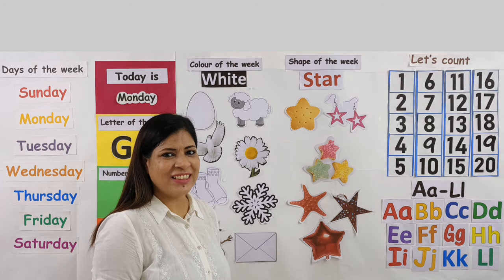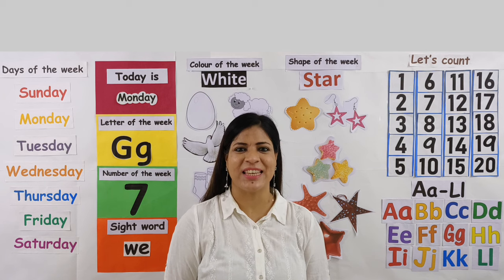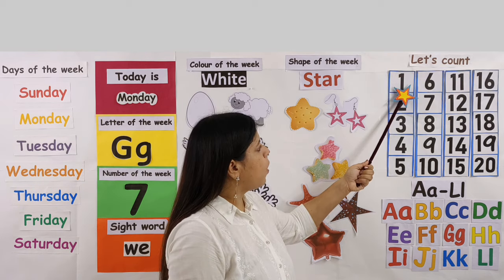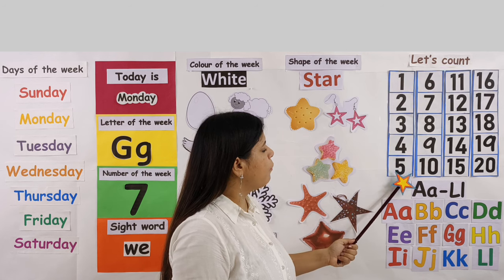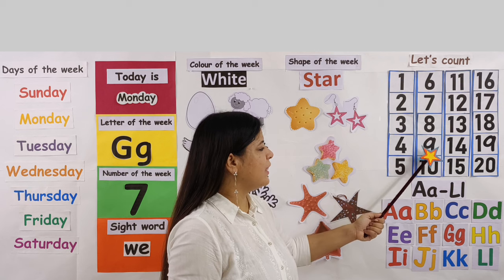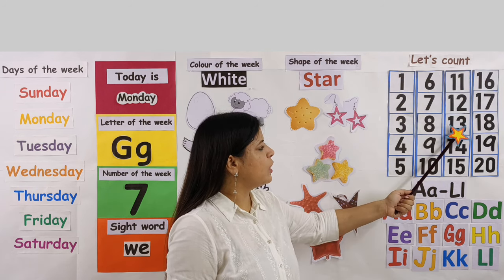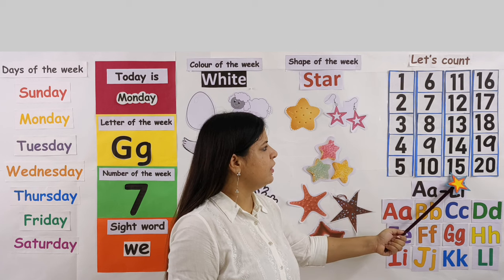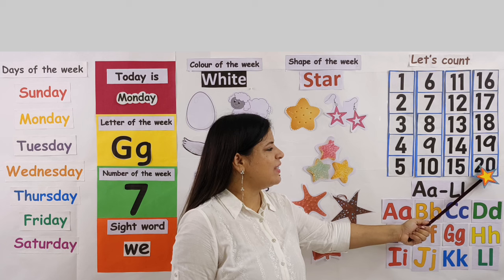Well done. So children, now it's time to count numbers 1 to 20. Let's start. 1, 2, 3, 4, 5, 6, 7, 8, 9, 10, 11, 12, 13, 14, 15, 16, 17, 18, 19, 20.